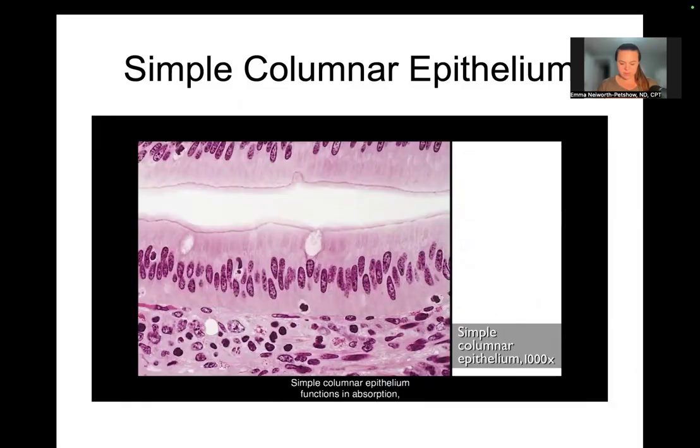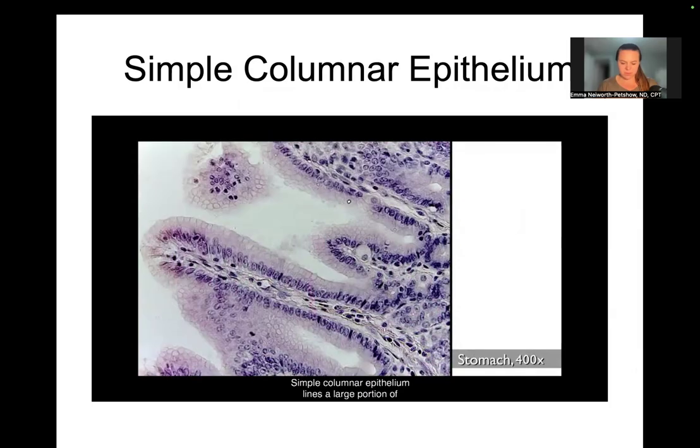Simple columnar epithelium functions in absorption and/or secretion. Simple columnar epithelium sometimes contains specialized columnar cells called goblet cells. Goblet cells secrete mucus into the lumen. Simple columnar epithelium lines a large portion of the gastrointestinal tract.